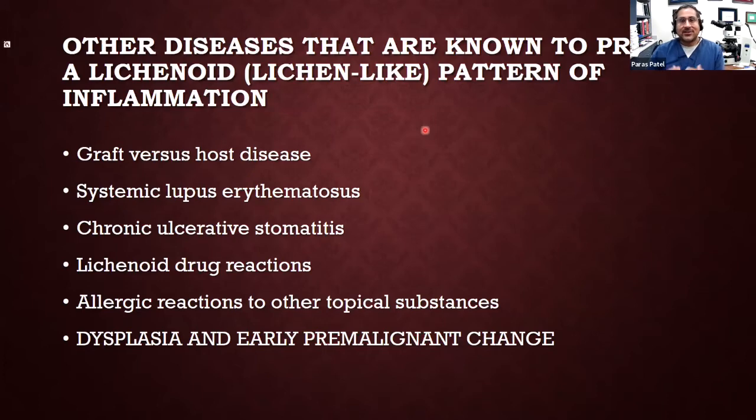There's a handful of things histologically that can mimic lichen planus: graft versus host disease, systemic lupus erythematosus, chronic ulcerative stomatitis, which is another autoimmune disease, or actually an autoimmune disease as opposed to lichen planus, drug reactions, allergic reactions to amalgam and other topical substances and products. And the last thing being really important is dysplasia and early premalignant change. So precancerous lesions can also produce an inflammatory response from the body that will mimic lichen planus histologically. And so it is really important to have clinical correlation whenever you're submitting tissue to a pathologist for biopsy.